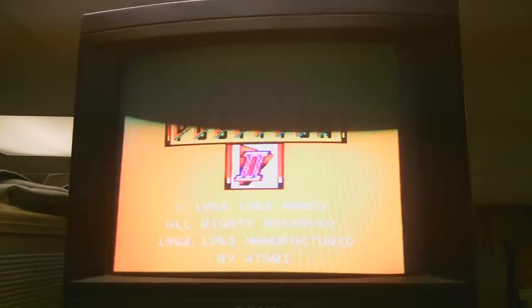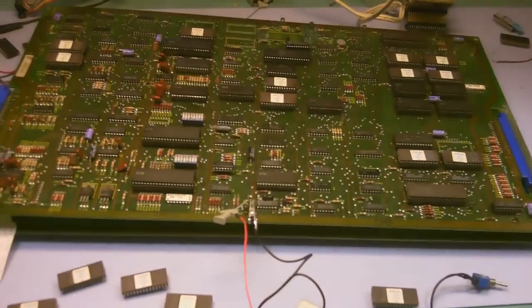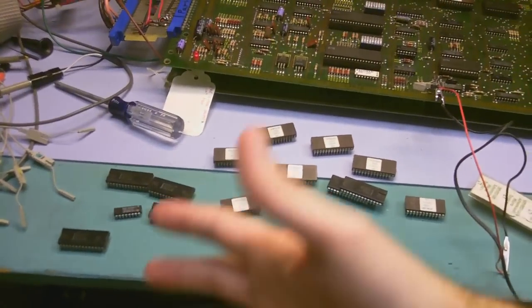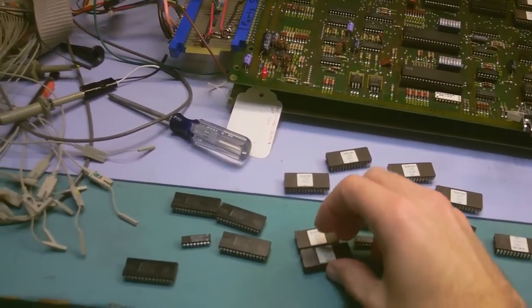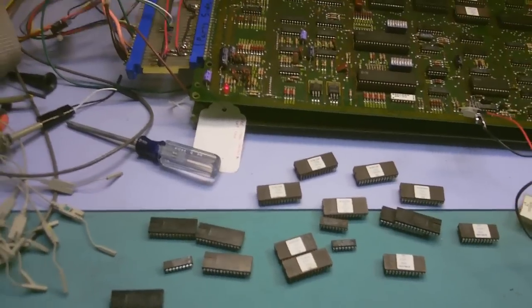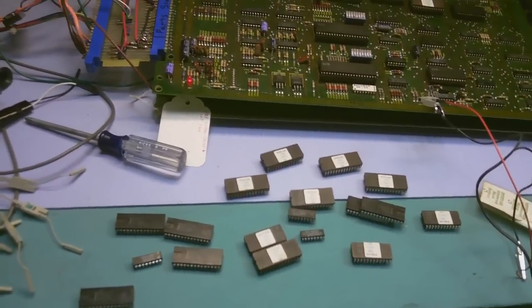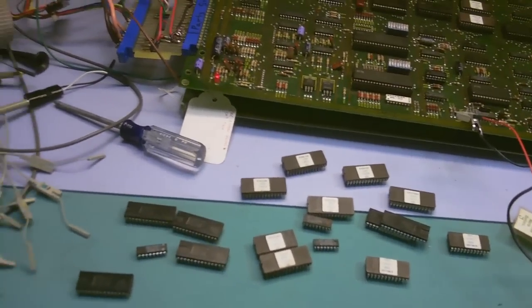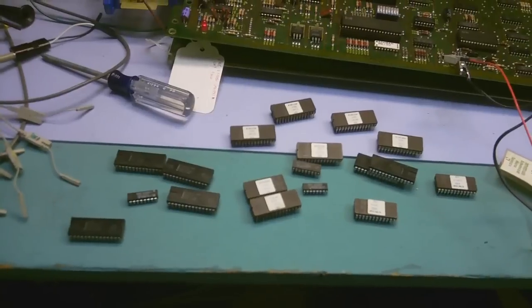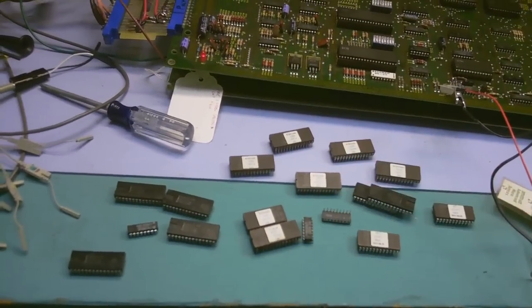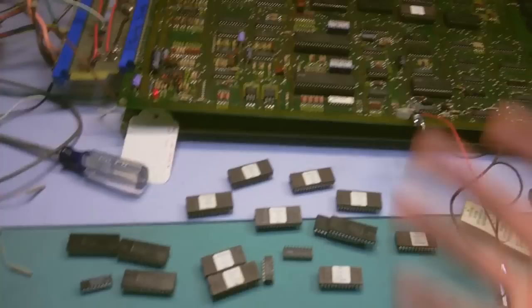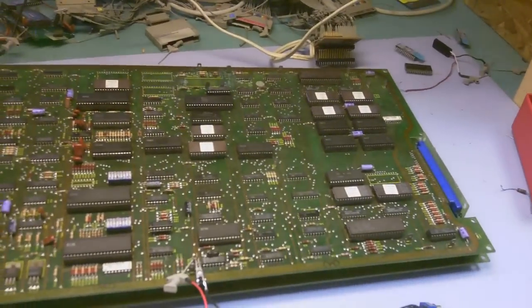So here we have Pole Position 2 running on the board set. I had to convert it from Pole Position 1 back over to Pole Position 2. This is what was left of Pole Position 1. Those of you who have converted your board sets over to Pole Position 2 know that there's a ton of ROMs you have to replace, graphics and program ROMs, and a bunch of PROMs for the colors and all sorts of other good stuff. So it's quite an ordeal to convert this over, but we have it converted and it's still working.